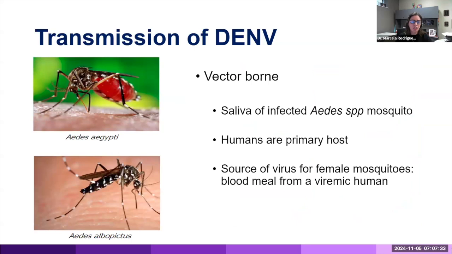So transmission of dengue is vector-borne, through the mosquitoes. There are two types of mosquitoes. The most important one is Aedes aegypti. The virus is in the saliva of the infected mosquito, and humans are the primary host. The source of virus for female mosquitoes is a blood meal from a viremic human. Unless blood is involved, dengue virus is not transmitted by respiratory droplets, saliva, or sexual contact.